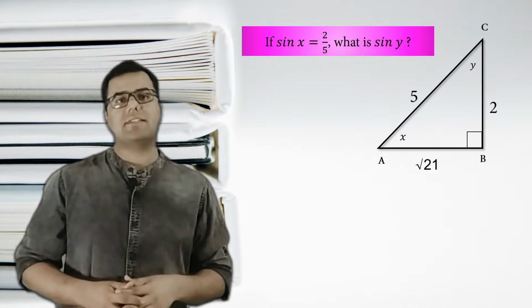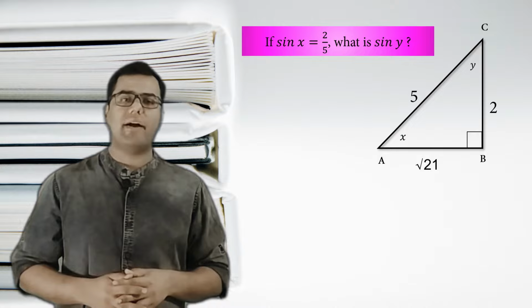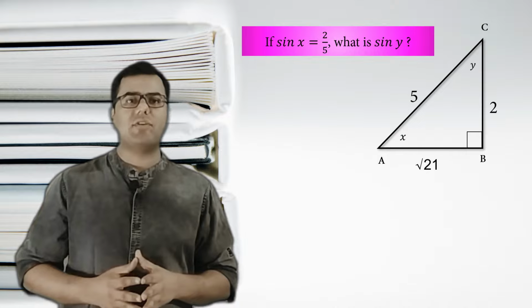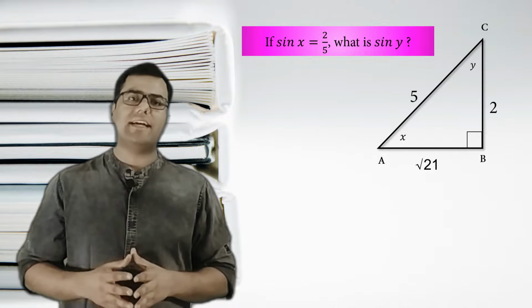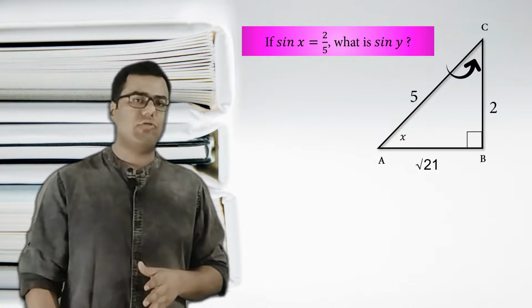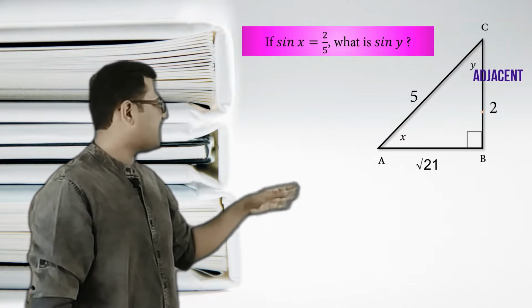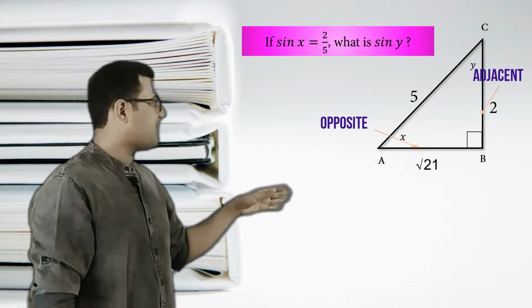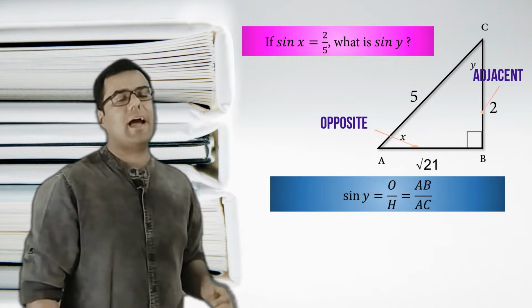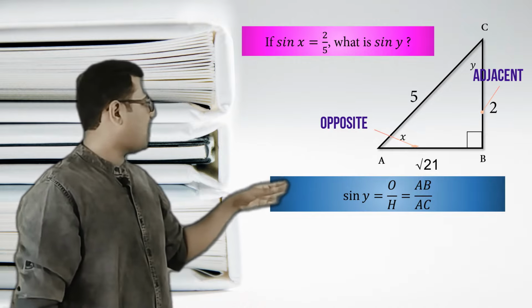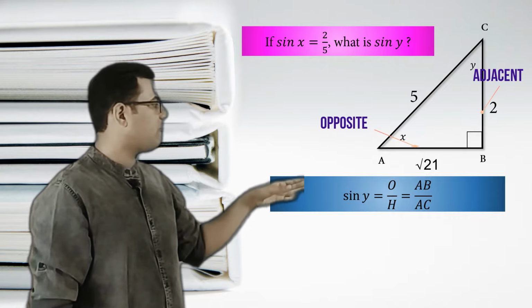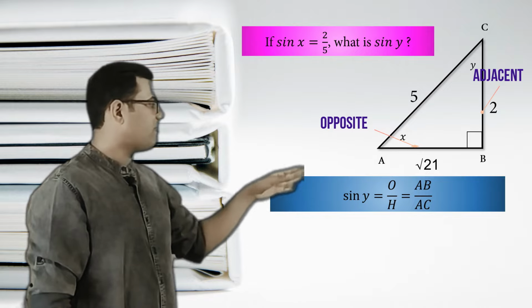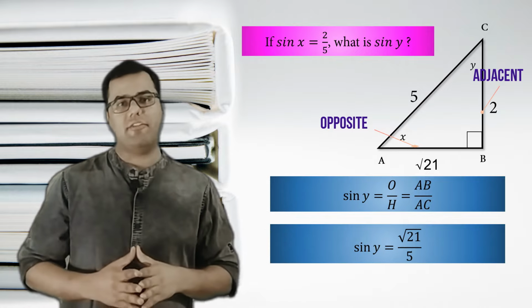Now the question, however, asked me the value of sin y. So when I am trying to find sin y, I have to think from the perspective that now the angle is y. For the angle y, the adjacent is BC and side AB now is opposite. The formula of sin theta is opposite by hypotenuse. The opposite one is now AB, which I just figured out was under root 21. Hypotenuse AC is 5. So sin y is under root 21 by 5.